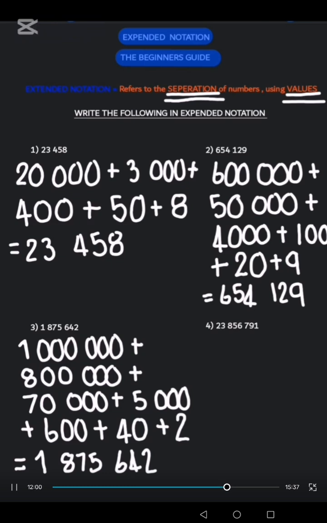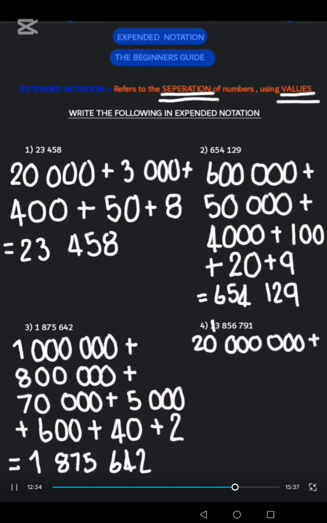which is 23,856,791. And our first digit in that number is 2. And we count how many digits are on the right hand side, and we change those digits to the number 0, all of them. So then we sketch out the number 2. Then we add a positive sign. Then we write down the number 3.